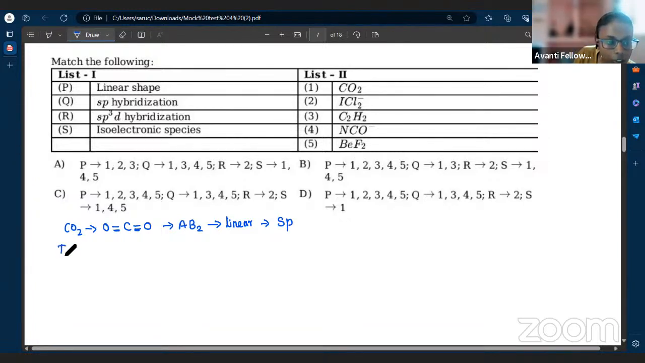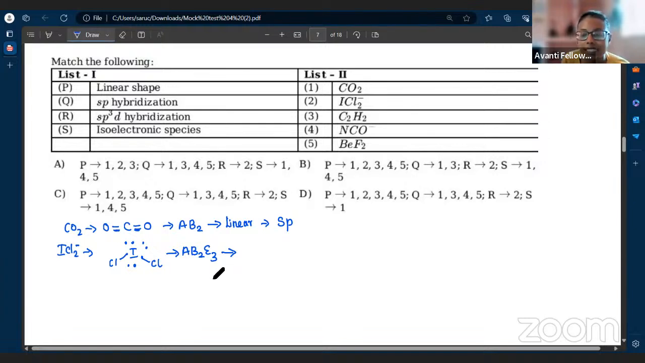Now moving on to ICl2 minus. Write the Lewis structure for ICl2 minus, with the minus charge over here. It is of AB2E3 type, or L3 type, since you have 3 lone pairs. So what is the geometry of AB2E3 type?